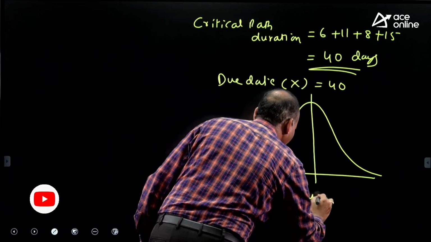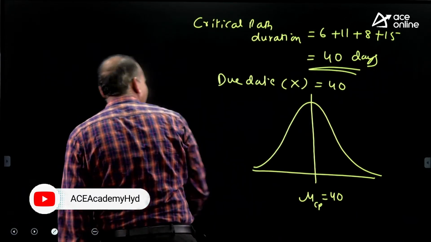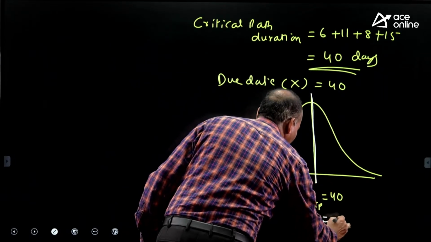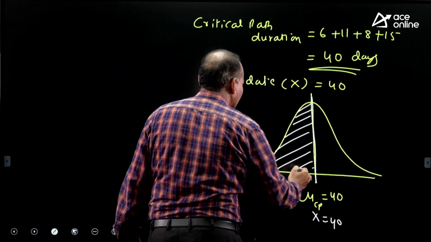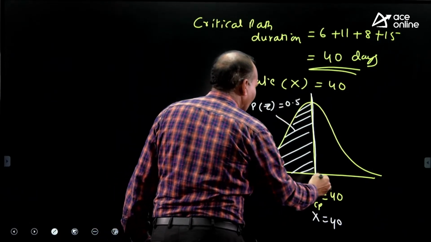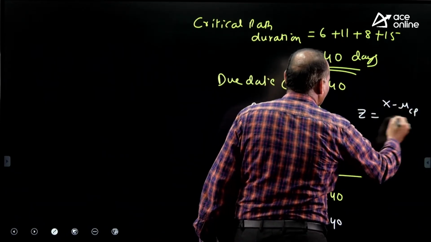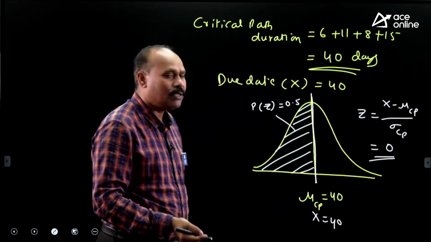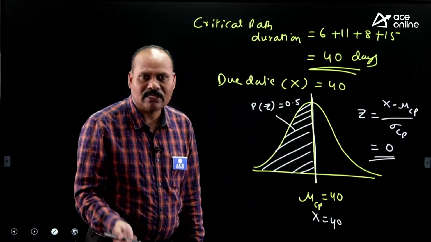This is actually mu Cp is equal to 40, and the x value is also matching here. X is equal to 40. Then what is the probability of completion? It's actually P(Z) = 0.5, and Z is equal to 0 because Z is equal to x minus mu divided by sigma Cp. So Z is equal to 0. What is the probability of completion? 50%. It is very simple. Don't calculate the standard deviation, it is not necessary because x is equal to mu.